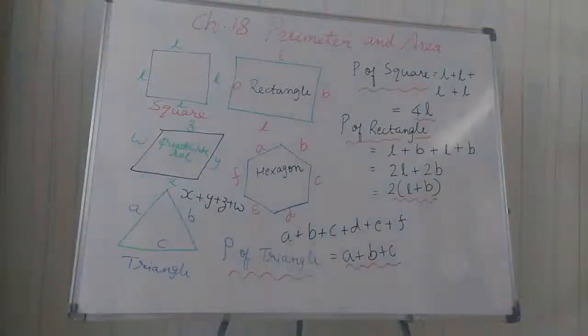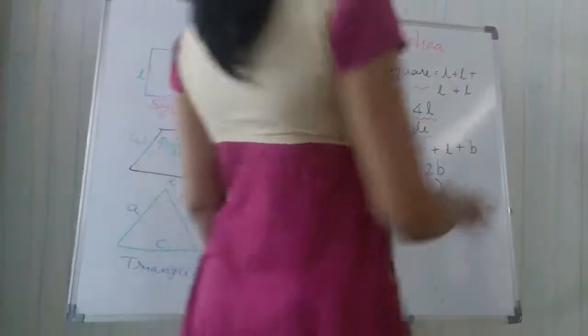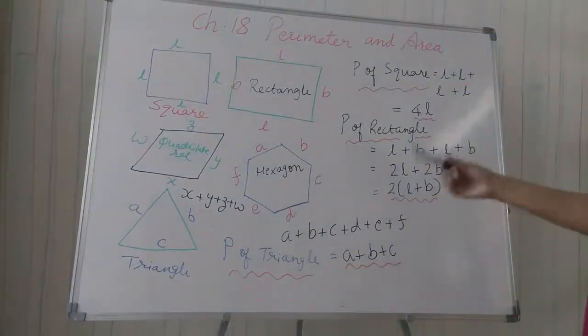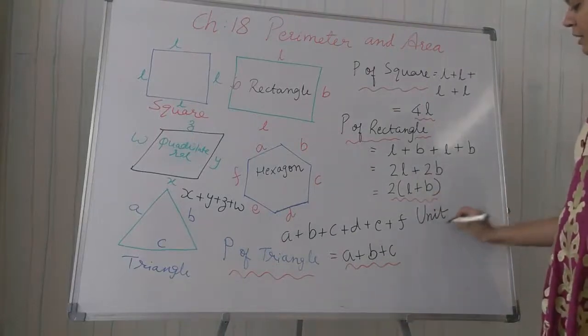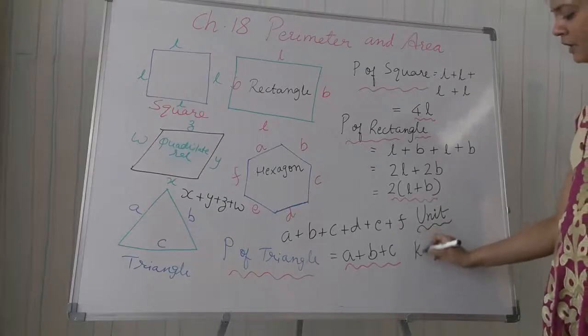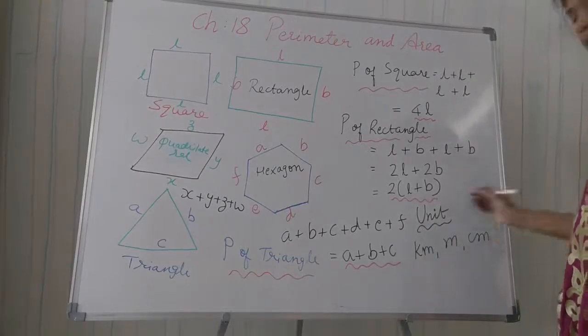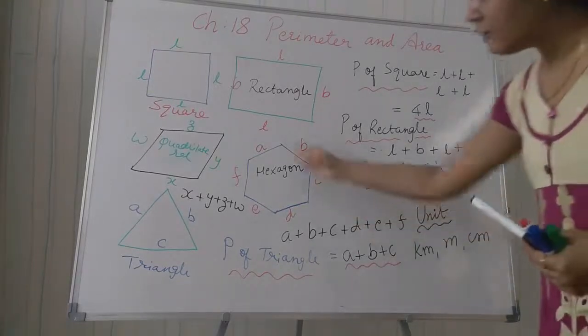Any figure of this type you get, you add all the sides. Now after learning what perimeter of different shapes is, the question comes, what unit can we write for it? The unit of perimeter can be in kilometers, meters or centimeters, as per the value of the length of the side given to you.